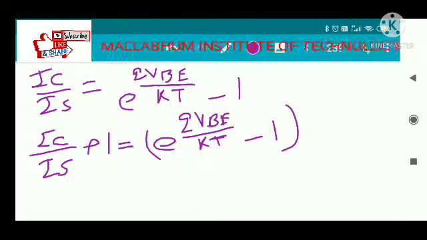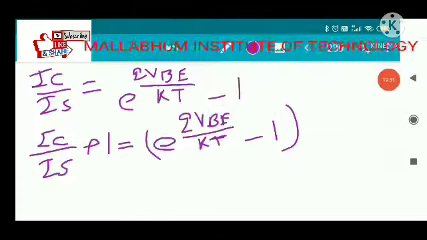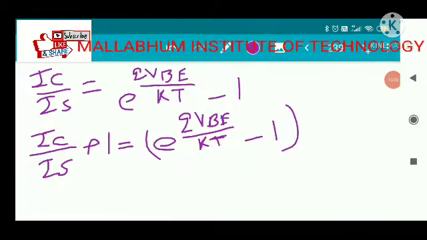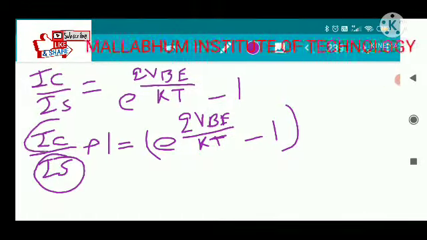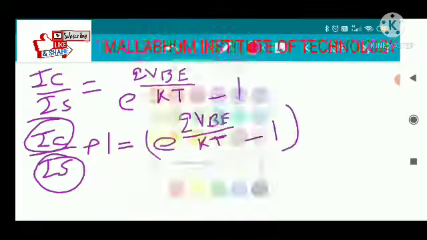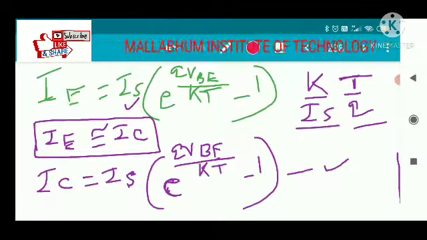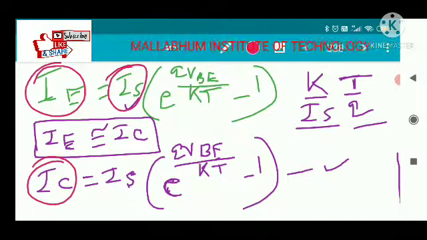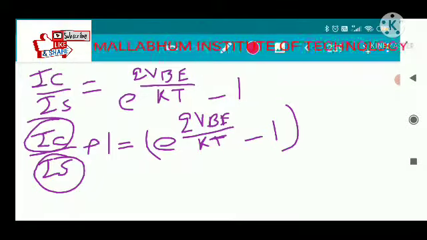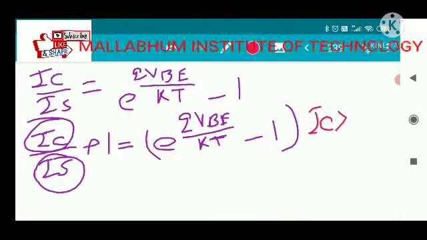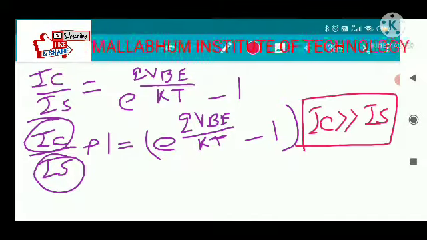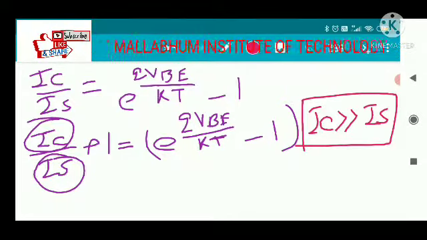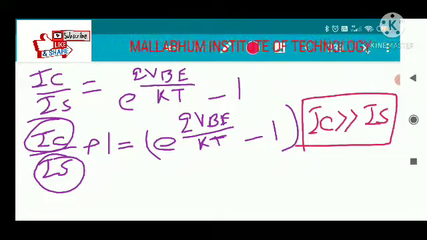Now in the case of this, IS is the reverse saturation current, and IC is the forward bias current of the diode. You can see from here, this is the forward bias current, almost equal to IE, and this is the reverse saturation current. All of you know that the reverse saturation current magnitude is very small, so we can assume that IC is much greater than IS. Okay, so as IC is much greater than IS, we can just ignore this one.